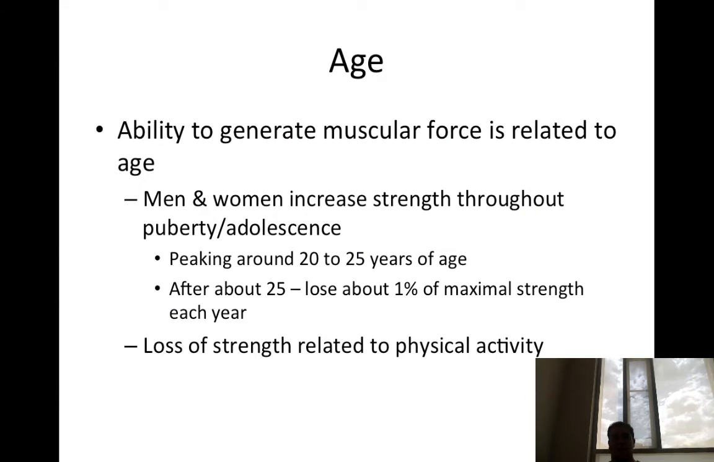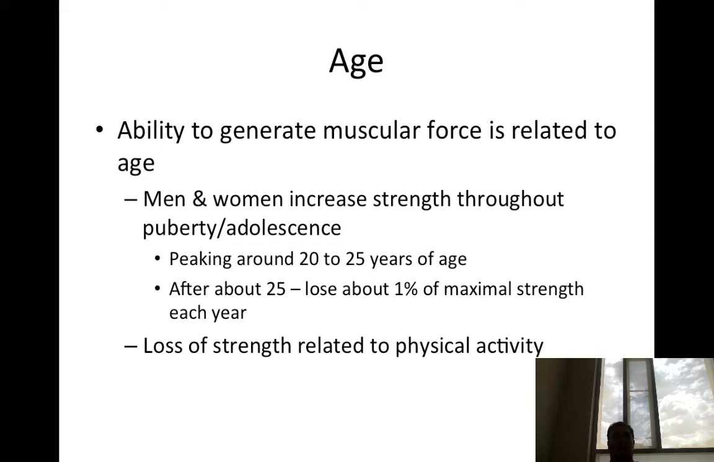Interesting. Age. As we age, you know what happens probably, just without thinking much into it. As we age, we get a little weaker, right? So the ability to generate muscular force is related to age. Men and women increase strength throughout puberty and adolescence, and peak around age 20 to 25 years, right? So probably where a lot of you guys are at right now. After about 25, you lose about 1% of max strength each year. So once you hit 25, it all goes downhill. I say once you hit 30, it kind of goes all downhill, but I'm kidding.